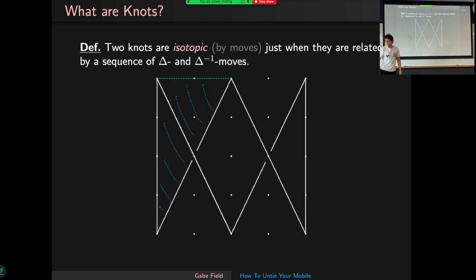Cool. So that's the relationship that we're looking at. If we use these atomic moves and we take any sequence of those, we get what's known as an isotopy, and two knots are isotopic if they are related by one such sequence.